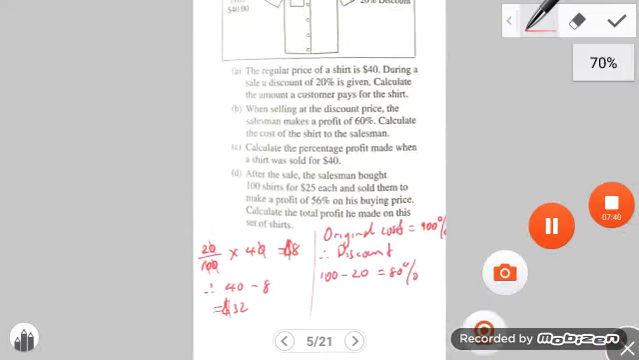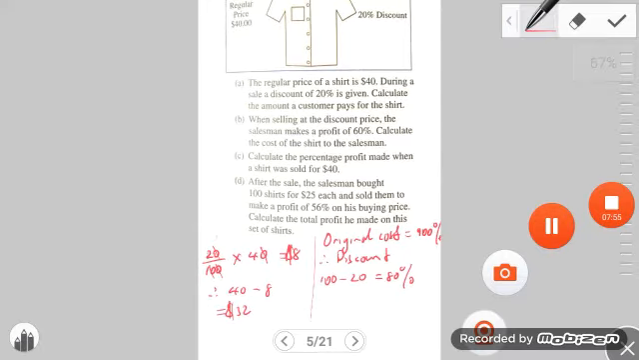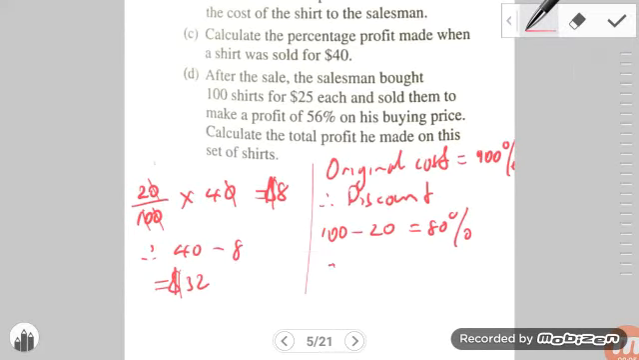So the shirt is now being sold to you at a cost of 80%. So your job is to find 80% of what the original cost is. And that obviously is going to be 80 over 100 multiplied by 40. So 0 will cancel 0 here and 0 will cancel 0 here. So 8 times 4 gives you $32.